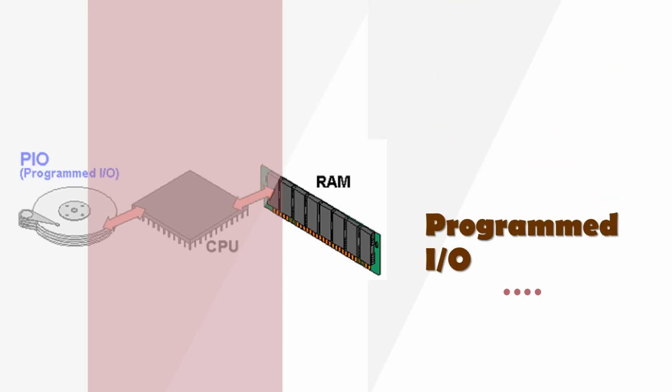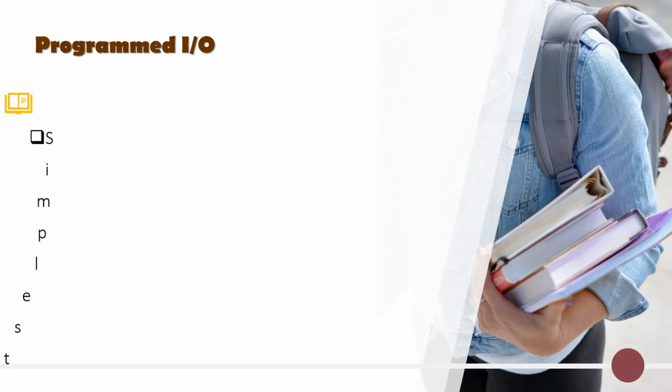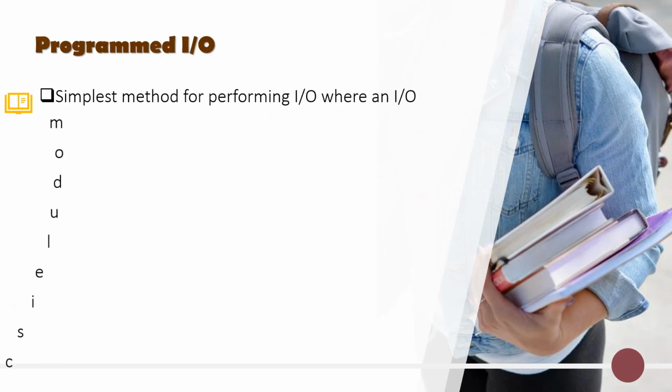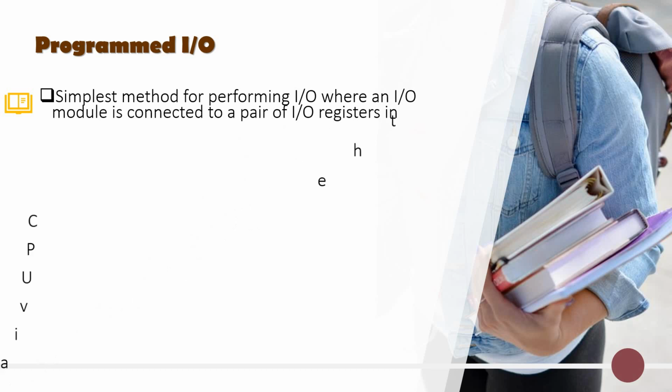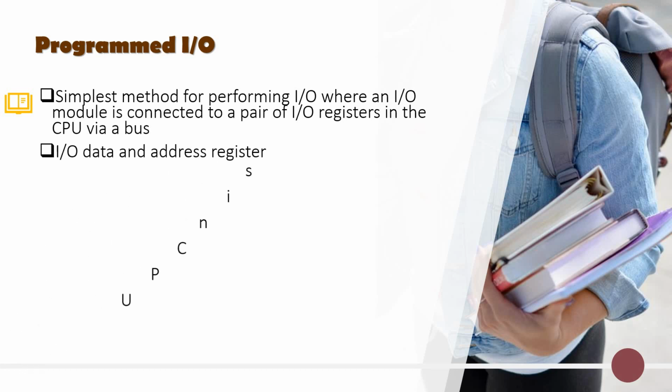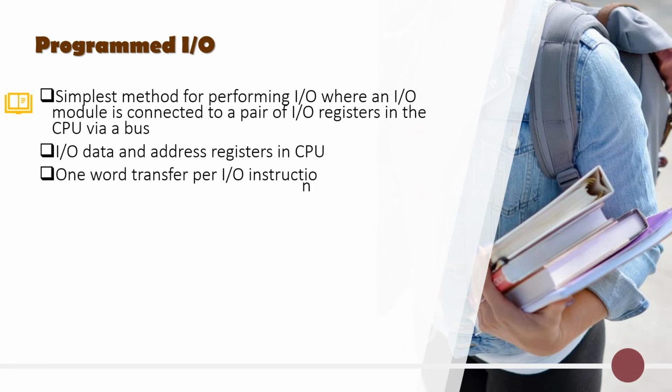Programmed I/O. Simplest method for performing I/O where an I/O module is connected to a pair of I/O registers in the CPU via a bus. I/O data and address registers in CPU. One word transfer per I/O instruction. Address information for each I/O device.